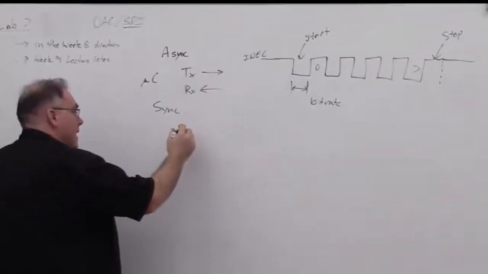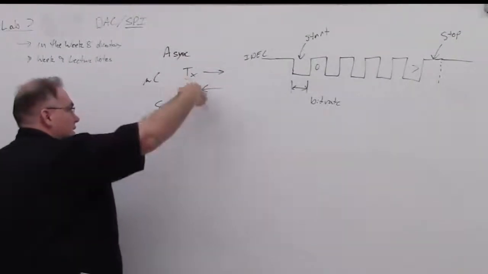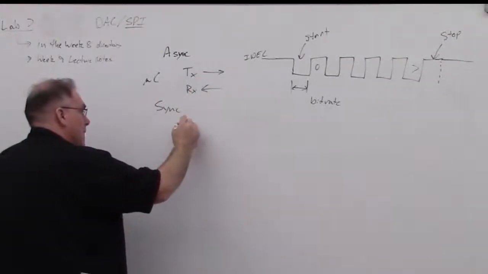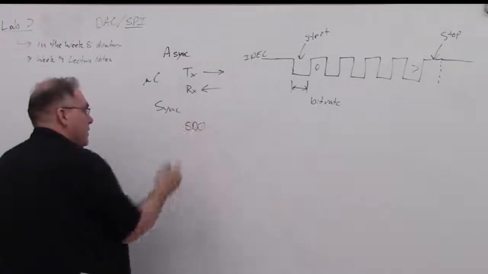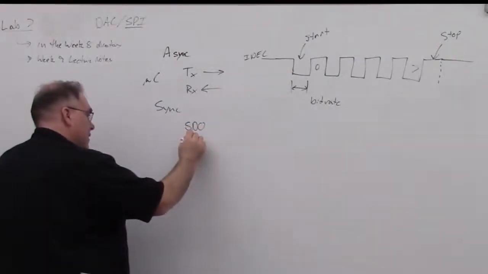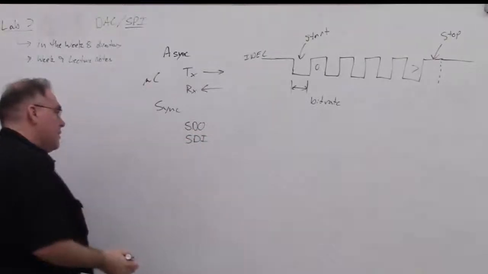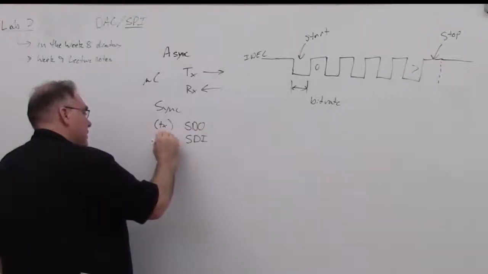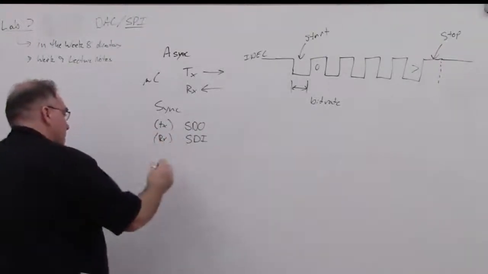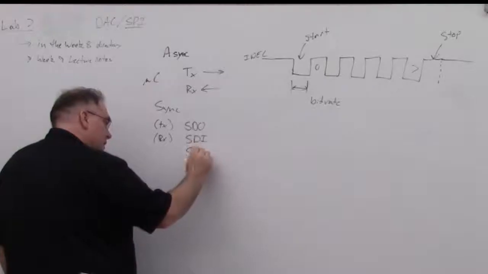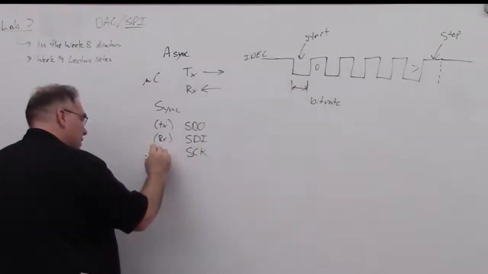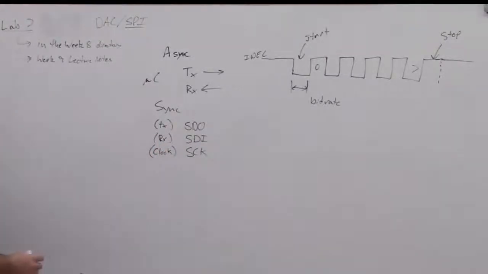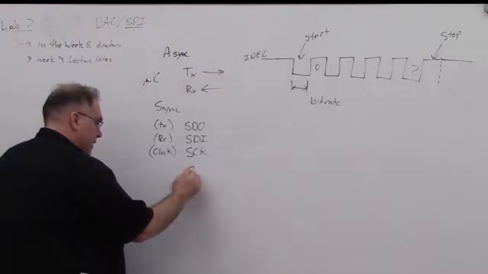So with the SPI, we're going to have similar ideas of RX and TX, but they call it SDO for serial data out, and SDI for serial data in. So this is similar to TX, and this is similar to the RX. But then we also have an SCK, which is the serial clock. And there's one other signal that's going to be a chip select.